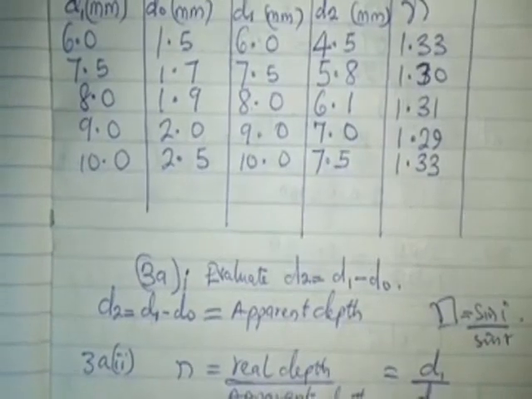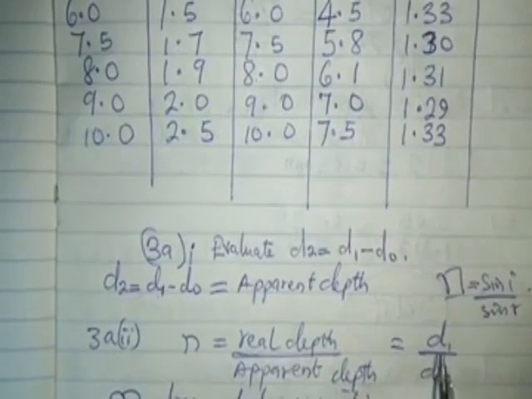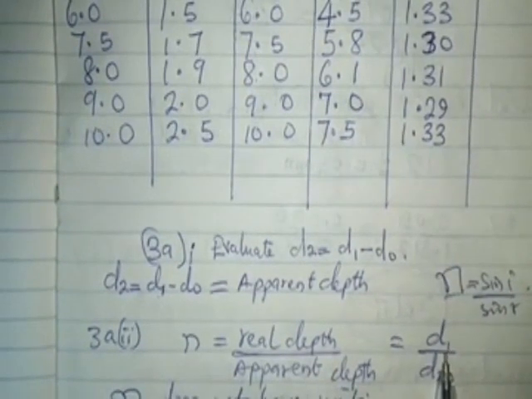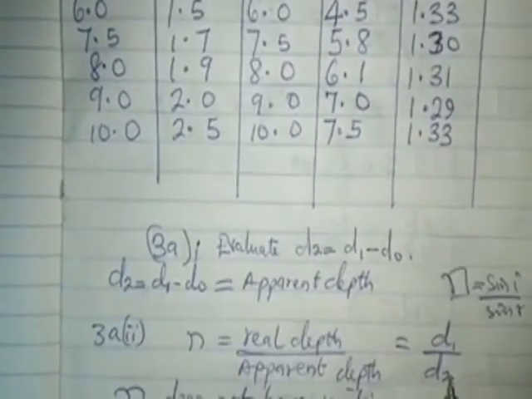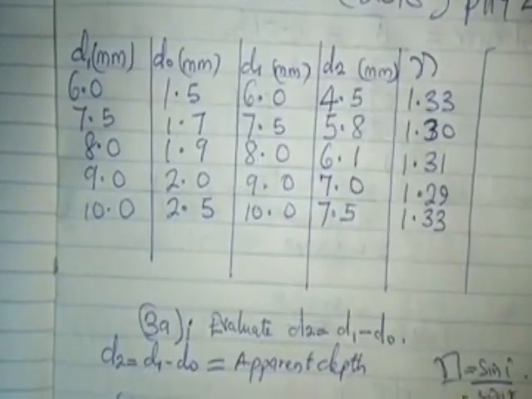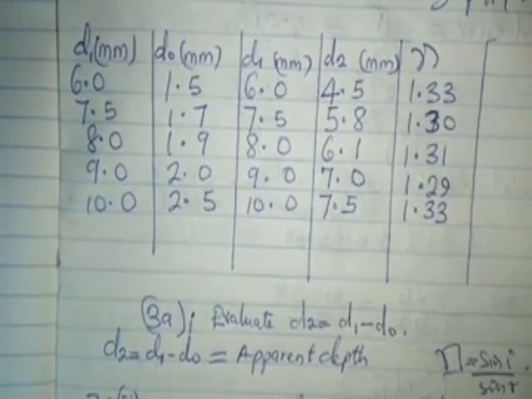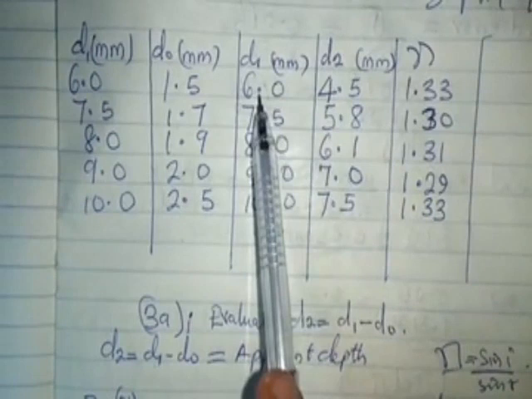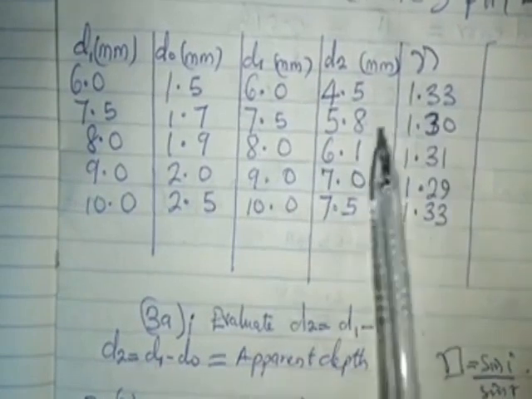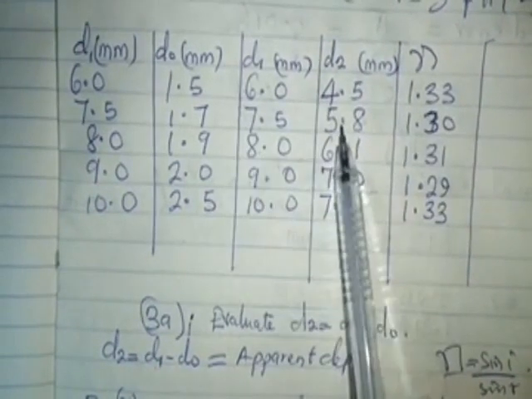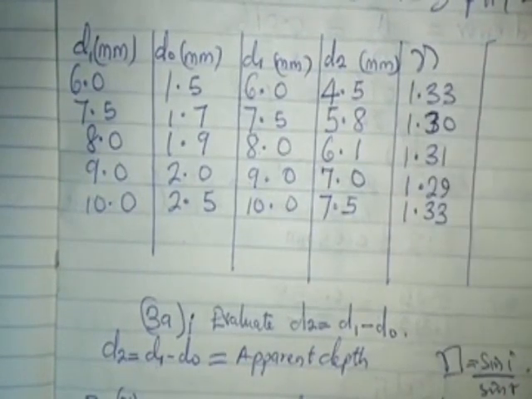They ask us to evaluate this refractive index, which is given as real depth over apparent depth. D sub 1 has already been given as the real depth, and D sub 2 I have already made here. For every D sub 1, you divide D sub 1 by D sub 2. So 6.0 divided by 4.5, I'll have 1.33. 7.5 divided by 5.8, I'll have 1.30, and all the way I made this table.